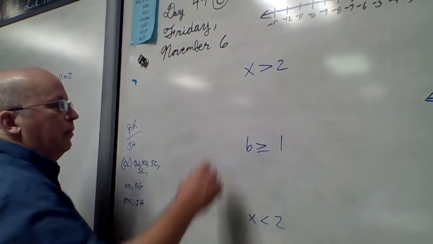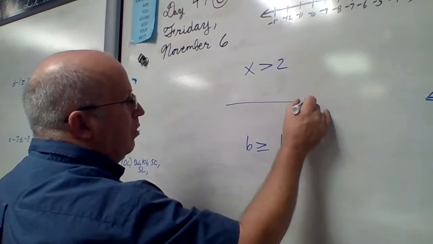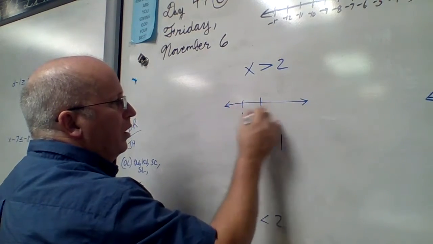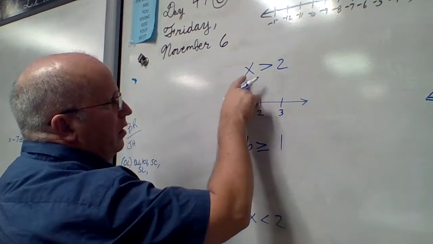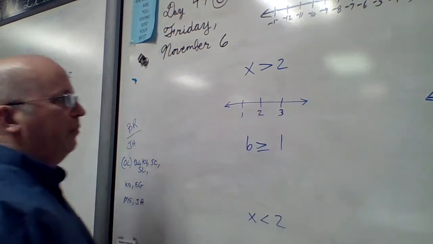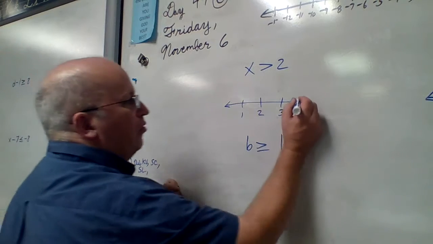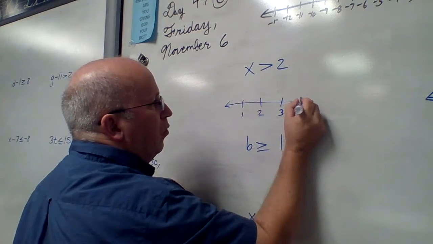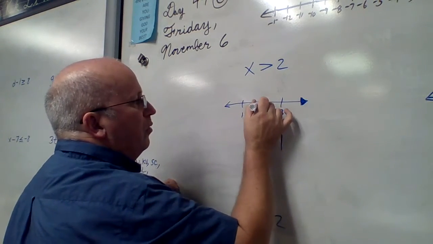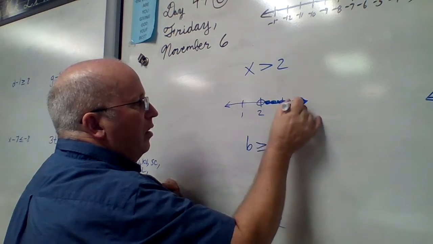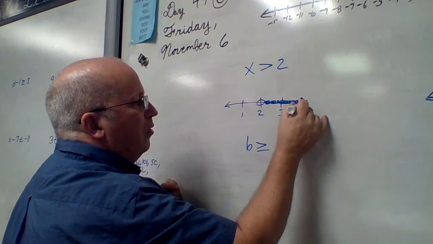Let's look at this problem. I'm going to draw a number line. I'm going to put 2 in the middle. I'm going to put 1 here and 3 here. Give me a number that makes this a true statement. Well, how about 5 or 4 or 3? Again, those are all numbers that are to the right of the number 2. So I'm going to shade to the right of the number 2.